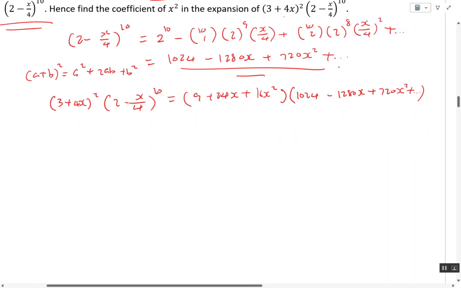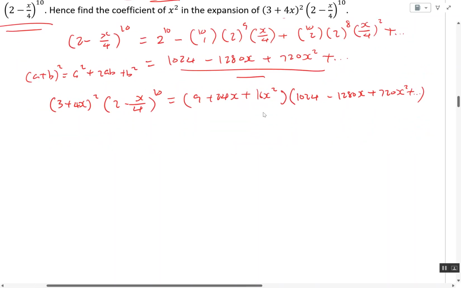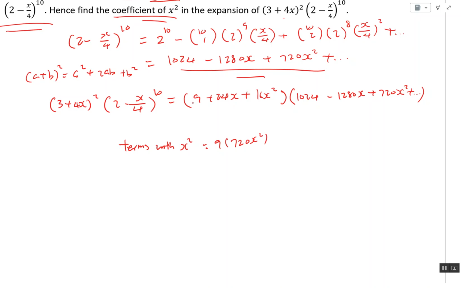Now that you have written it out like that, why I asked you to write it like that is because once you have this expanded form on both sides in the brackets, it is very easy to compare the terms that you want. Since you want the coefficient of x squared, what you're looking for is terms with x squared. So multiply the terms accordingly. So 9 obviously needs to multiply by the x squared term, right? So 9 times 720 x squared.